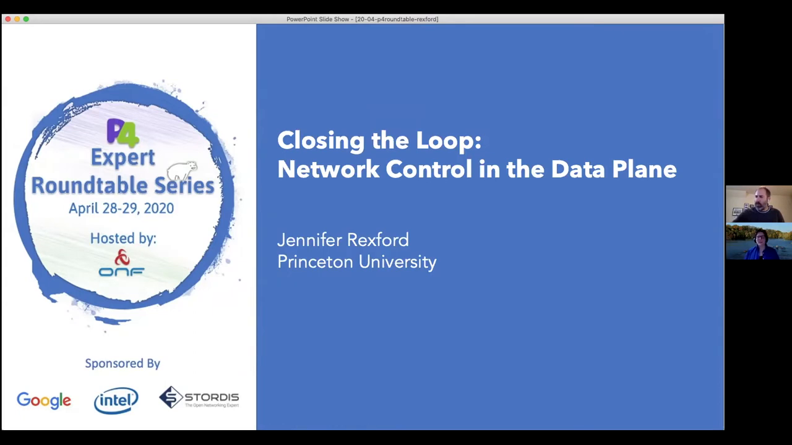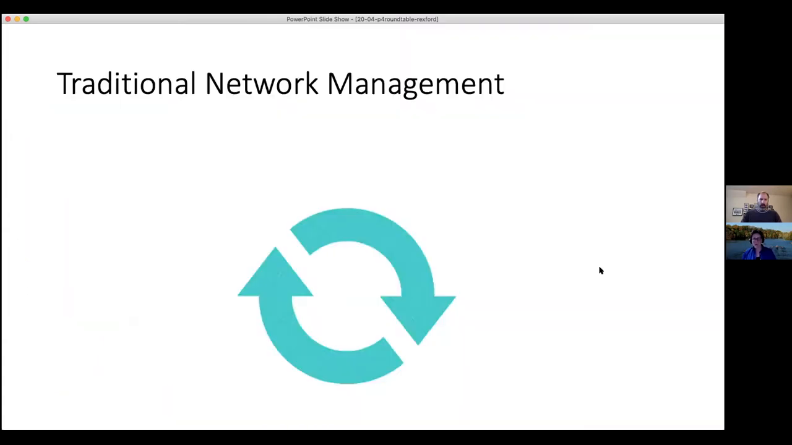So I'm going to start the session by talking a little bit about how today we have so little visibility into network conditions and how the emergence of these programmable data planes will allow us to measure, analyze, and act in place right where the packets are collected in the data plane. But first, I want to talk a little bit about how traditional network management is done.